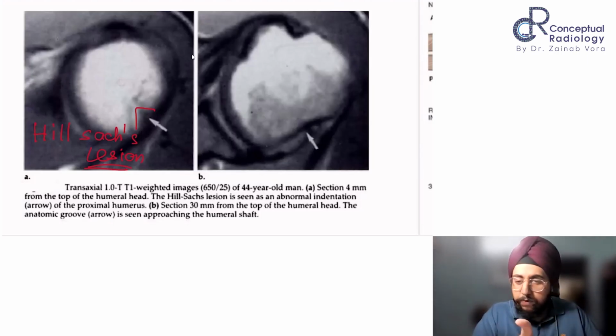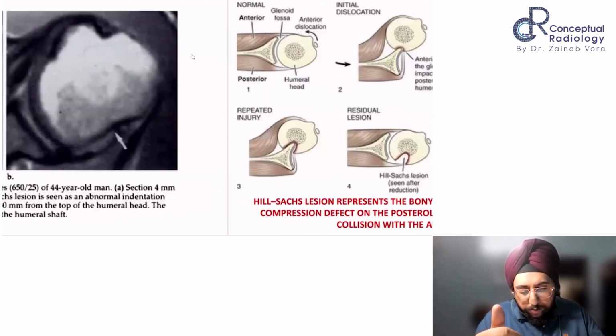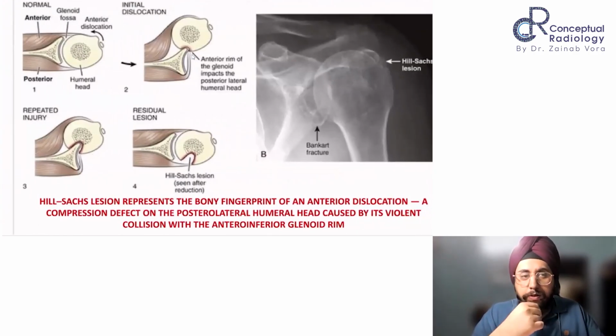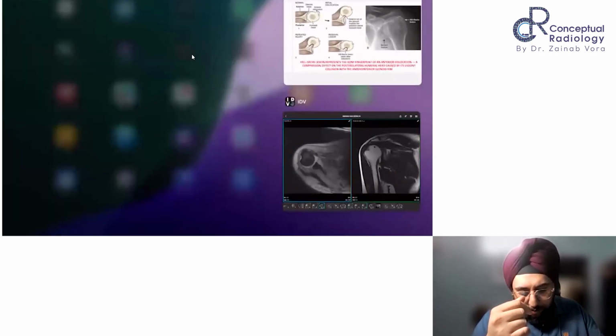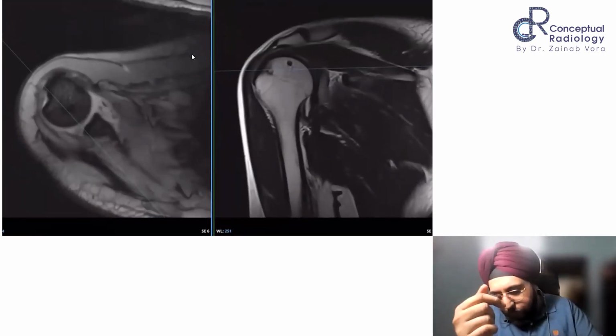Then we have a criteria for muscle insertion as well, that is above the teres minor and below the teres minor. And one is above the coracoid process or at the level of coracoid process, Hill-Sachs, and below the level of coracoid process, normal anatomical group. So let me show you in this case as well.